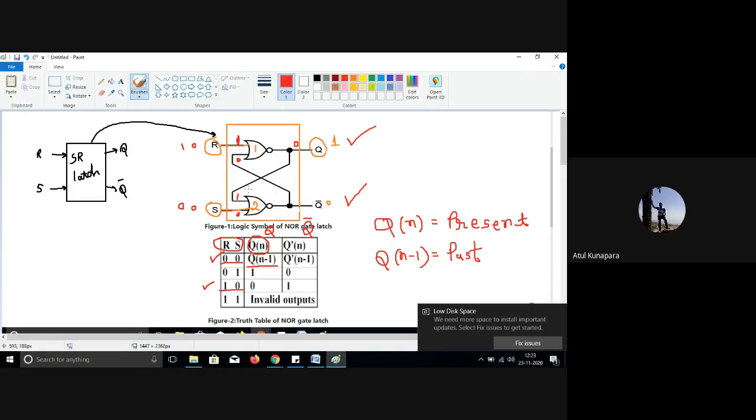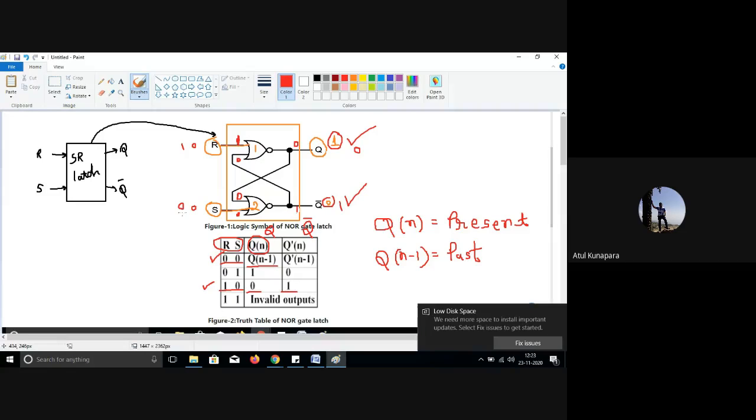And this 0 will come here. So this second NOR gate will get both inputs 0, so it will give output 1. That means this 1 will be converted to 0, meaning your output Q will be reset. And this Q bar which was 0 will be made logic 1. That's the condition you can see here, that your Q will be made 0 and Q bar will be made logic 1, when you are setting R equal to 1 and S equal to 0.